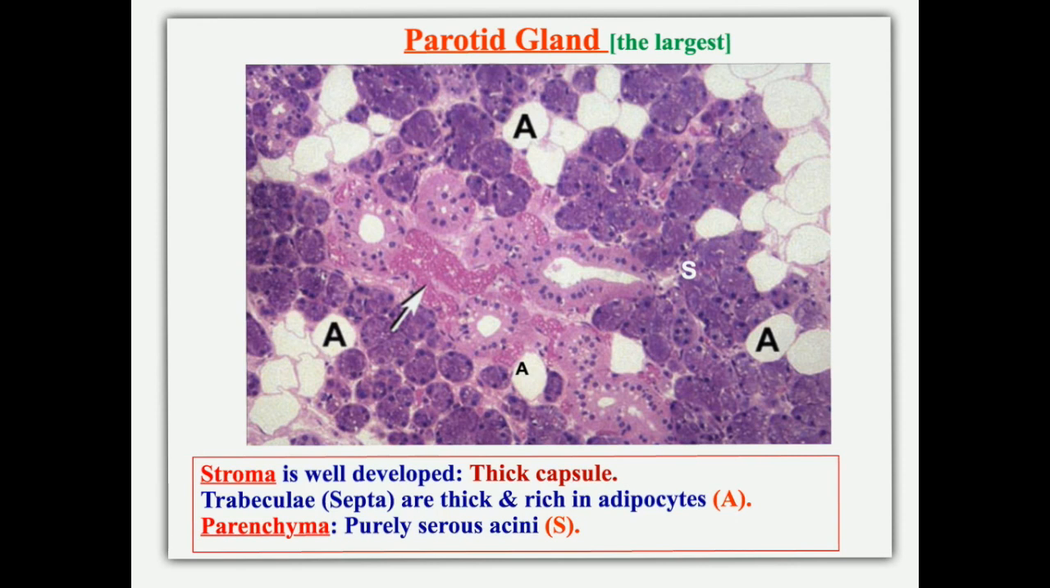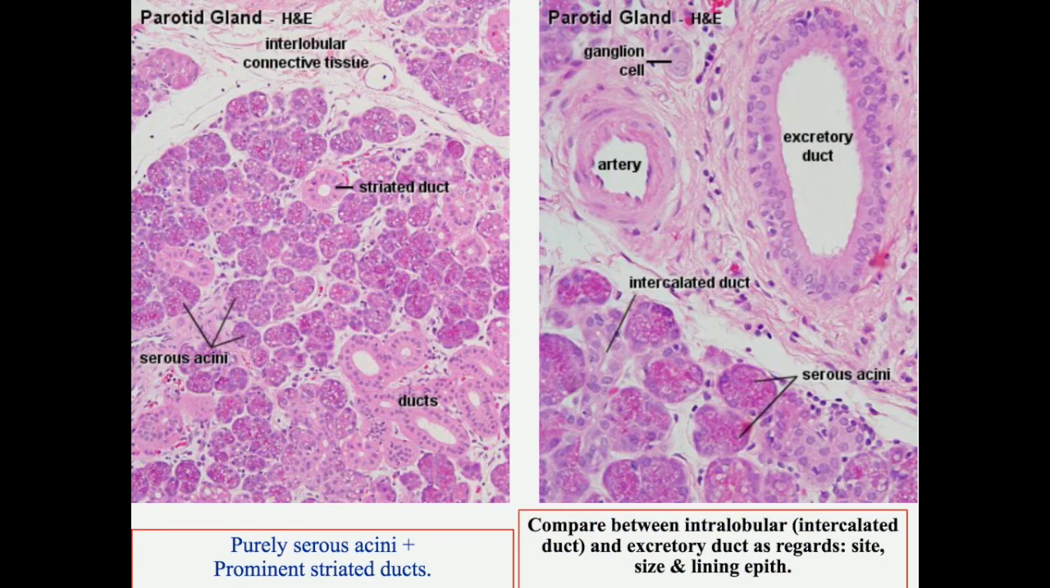If you notice here, all the structure or the parenchyma is formed of serous acini. Again, this is a low power for the parotid gland, formed of pure serous acini. All of these are serous acini. And then inside the lobule, this is a lobule, we have the striated duct, with the features we have said before.